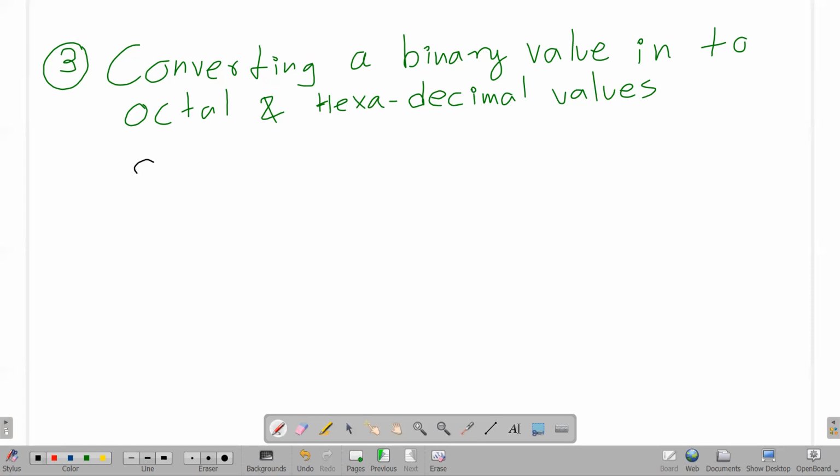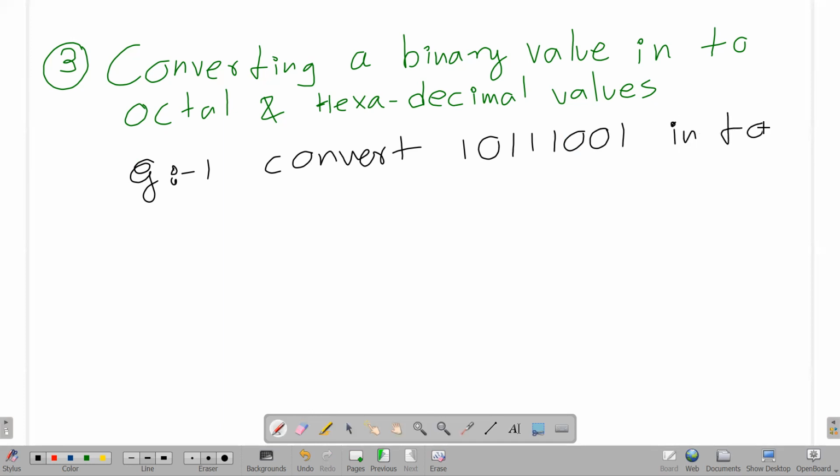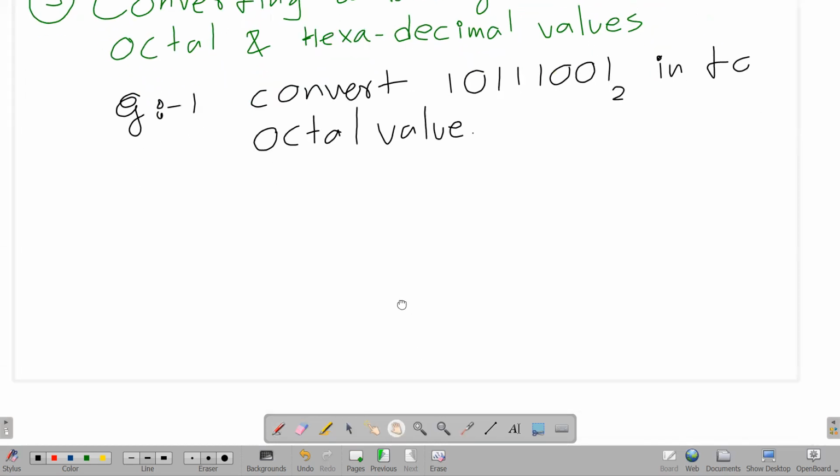So I'm taking example number 1. Let's say convert 10111001, this is binary, into an octal value, right? So what is the way that we are going to achieve this?